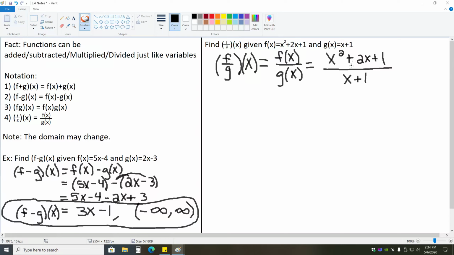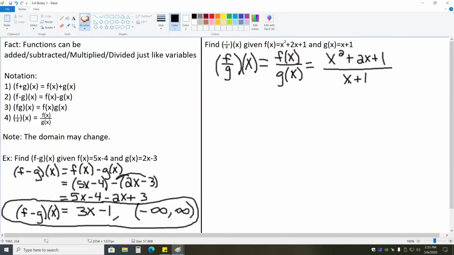And before we start simplifying anything, it is worth noting right now what domains we're dealing with. The domain of f of x is all real numbers. We cannot find a single number that causes division by 0 or that causes a negative inside of a square root. The domain of g of x is the same thing. There is not division by 0, there is not a negative inside of any even roots. But notice what we're dealing with. x squared plus 2x plus 1 over x plus 1. We are dividing by a polynomial. And there's a chance that this division could result in division by 0.